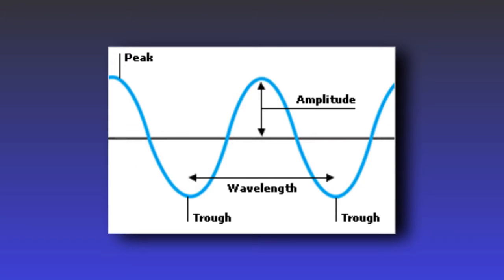Next, we have a peak. A peak is the opposite of a trough. It lets us know that we do have volume in a frequency wave. And lastly, we have amplitude. Amplitude tells us how loud a frequency wave can get before distortion.